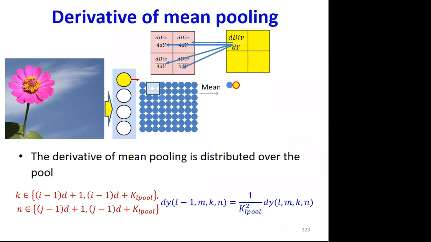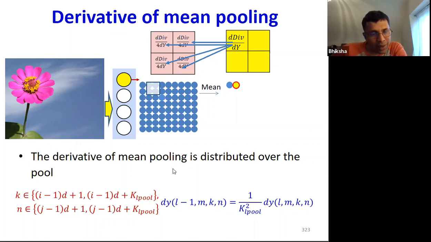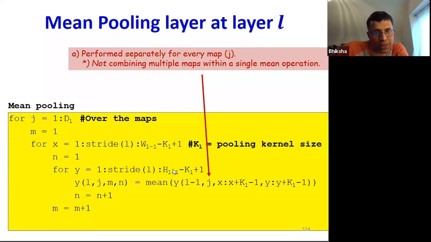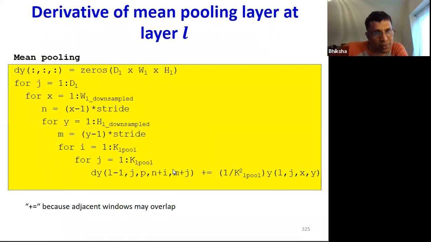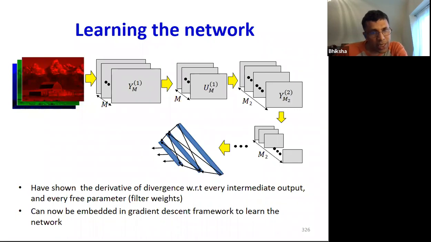Guys, what is wrong? The plus equal. Yeah, you need the plus equal again, right? If you have overlaps. But these are very simple derivative rules. For the pooling, the derivative rules are very simple. I'm skipping the pseudocode, but take a look. The pseudocode is actually fairly clear. And so we've seen how to compute the derivative of the divergence with respect to every intermediate output and every free parameter. And this can be embedded into gradient descent to learn the network.